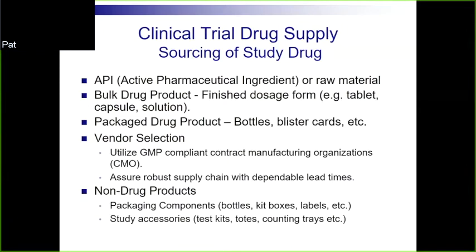So once you've got your API, your bulk product, tablets, capsules, and they're packaged, there are also non-drug components to take into consideration, being the kit boxes and labels. Sometimes we provide some ancillary supplies, counting trays, oral syringes for liquid products. So there are just a lot of things to keep in mind as early as possible in the planning process.